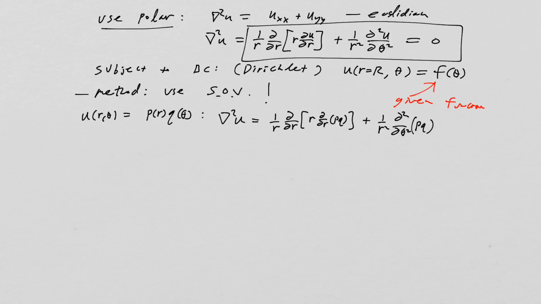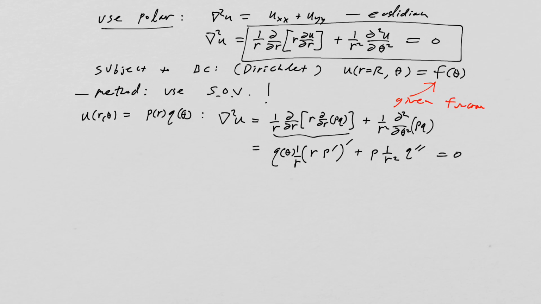Okay, so of course Q, in this first one, Q is going to factor out, so we're just going to have Q sitting out front, and that'll be Q of theta. And then what we're going to have is 1 over r times (r P prime) prime, quantity P prime there, plus, and now we have here, P is going to factor out, 1 over r squared, and then we're going to have a Q double prime, and we're going to set that equal to 0.